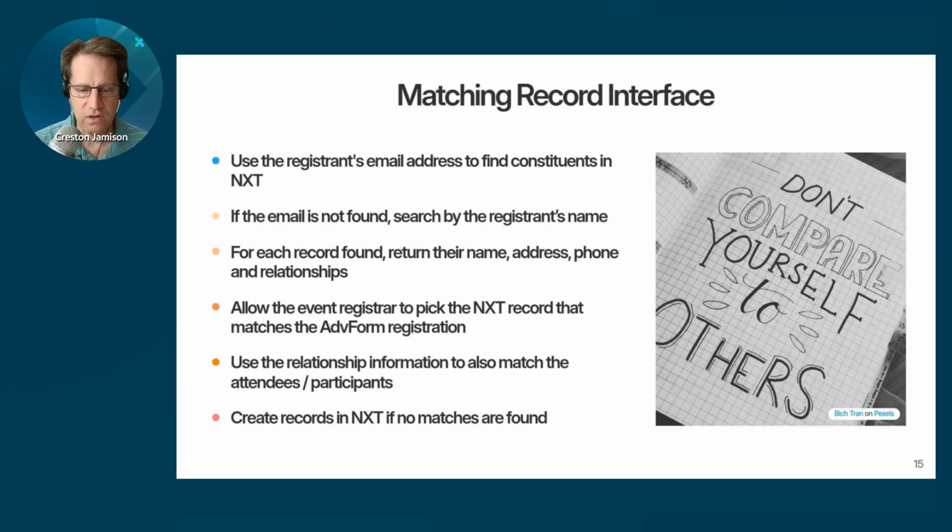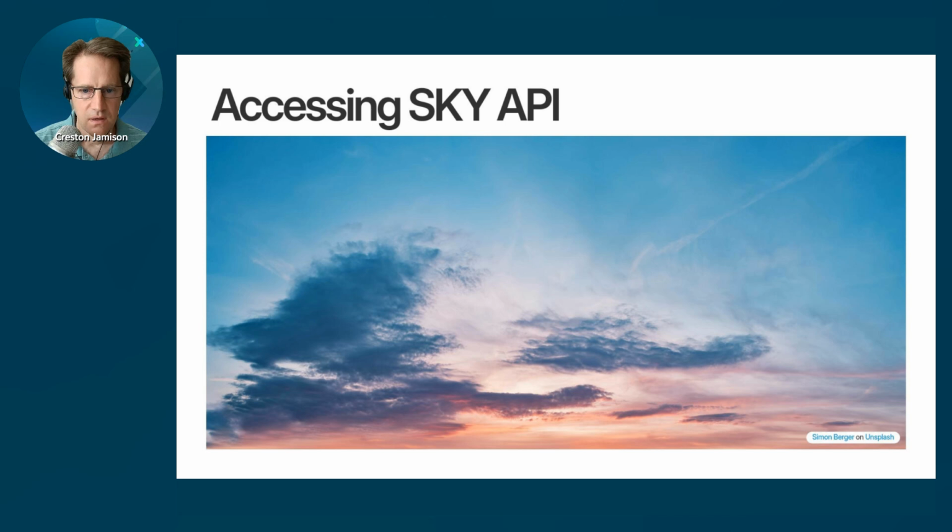And then finally, create records in NXT if no matches are found. So what this would do is if the registrant was not found, it would create a constituent record for that particular registrant. But if it was an attendee that wasn't found, by default, that creates a non-constituent record in NXT. Okay, so that lays the framework of kind of what we plan to build. So now we needed to get access to the Sky API. So I'm going to go over this process of how you access the Sky API.